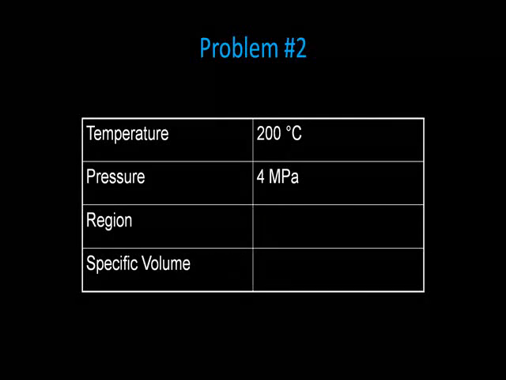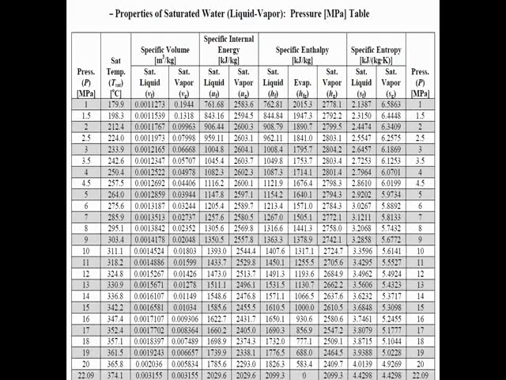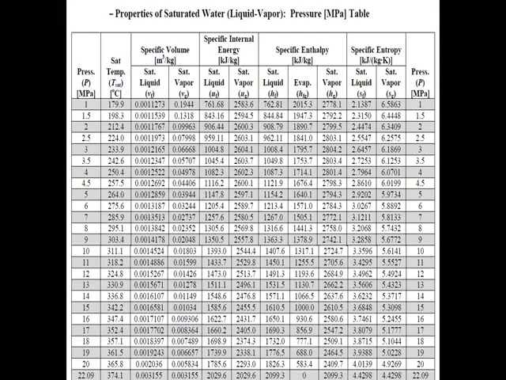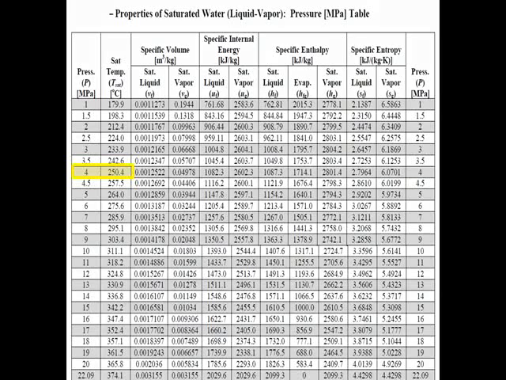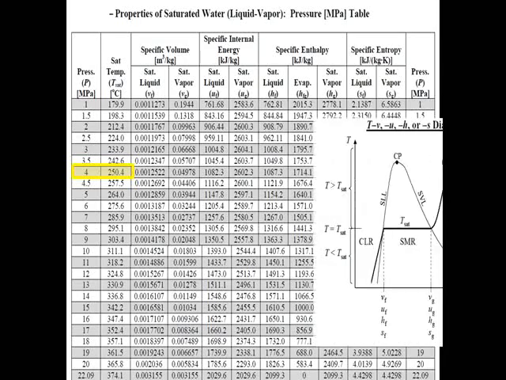So let's go ahead and do another one. Now we're again at 200 degrees Celsius, but now we're at 4 megapascals. Again, we're going to that pressure table. At 4 megapascals, we see our saturated temperature is 250.4. So now our temperature is less than our saturated temperature.